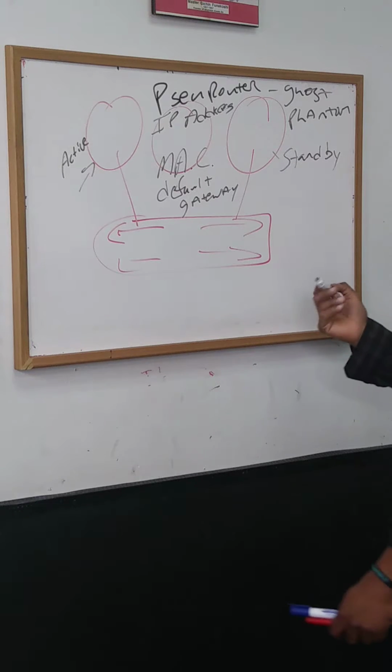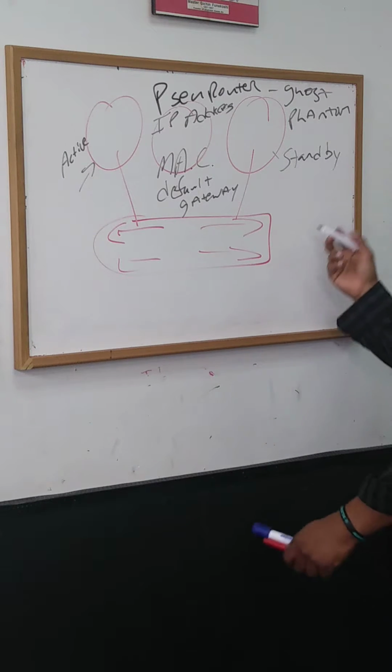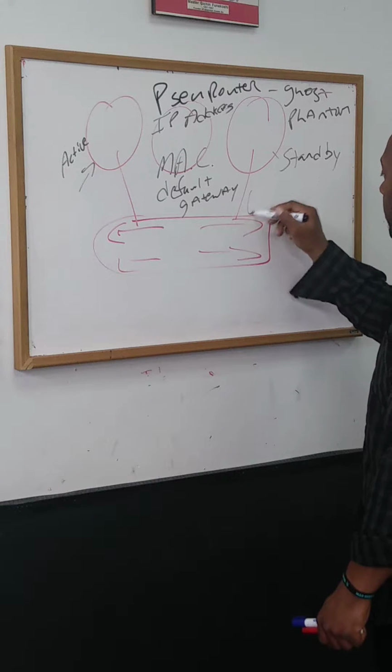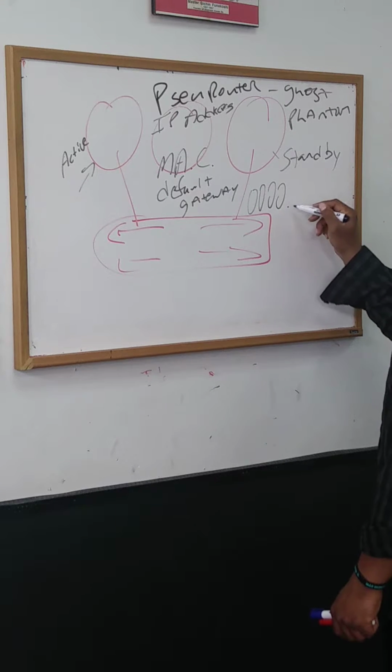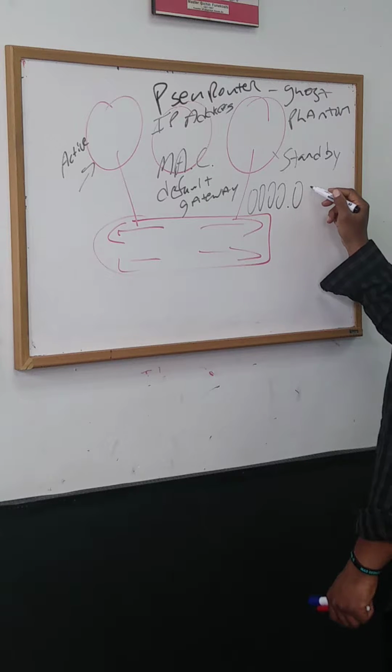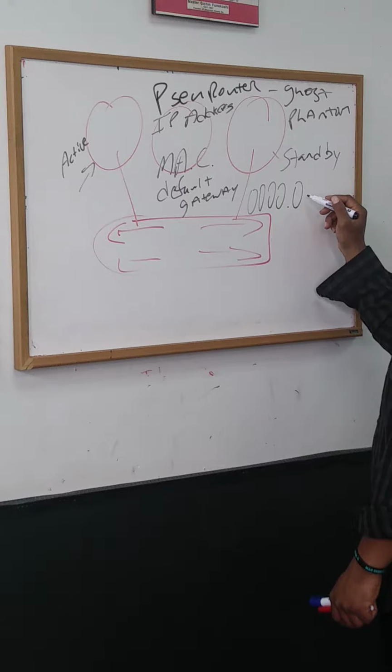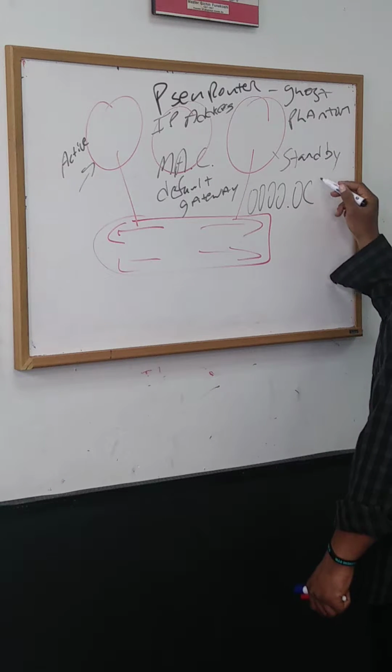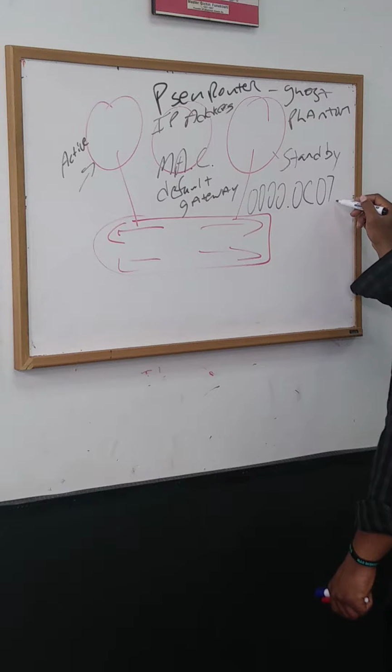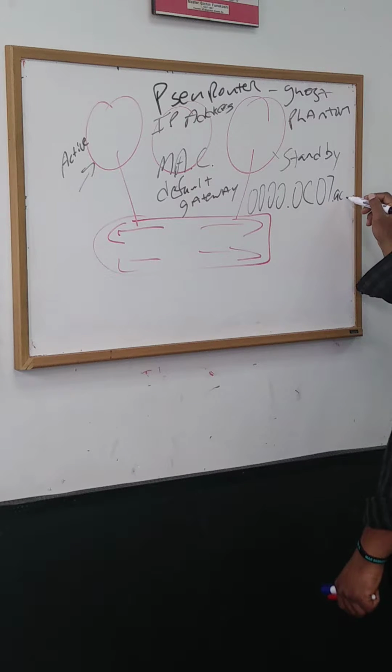Oh, okay. Another ABC at HSRP. The MAC address that it uses would be 0000.0C.07.AC.XX. I hope you see that.